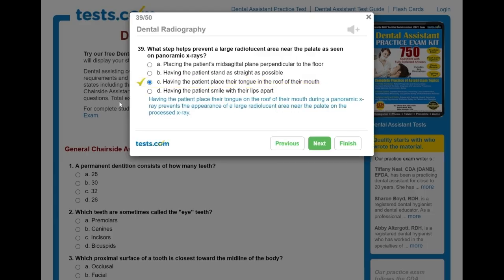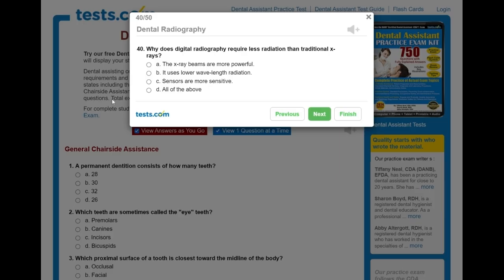C. Having the patient place their tongue in the roof of their mouth. Having the patient place their tongue on the roof of their mouth during a panoramic X-ray prevents the appearance of a large radiolucent area near the palate on the processed X-ray.